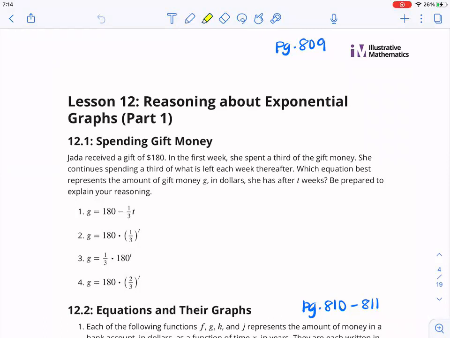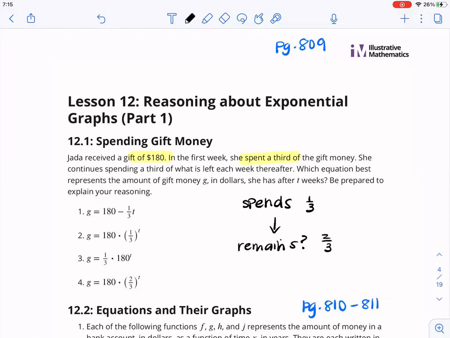So what I notice here is that our initial amount is $180. And if she spends a third of the gift money every week, how much is remaining? Okay, so if she spends a third, what remains? That should be 2/3. Now, just by the way that it's worded, where she's spending a third every week, that leads me to believe that this is an exponential function.